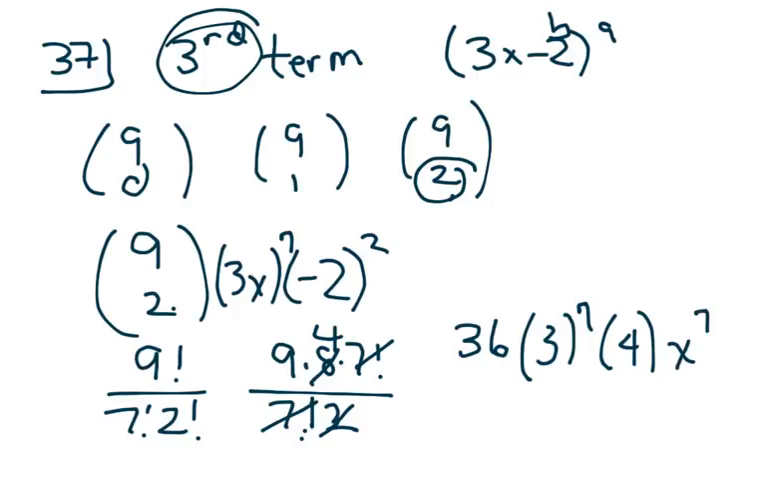And this all equals 300,014,928 x to the 7th. So it's pretty easy. You get to use a calculator and all's well.